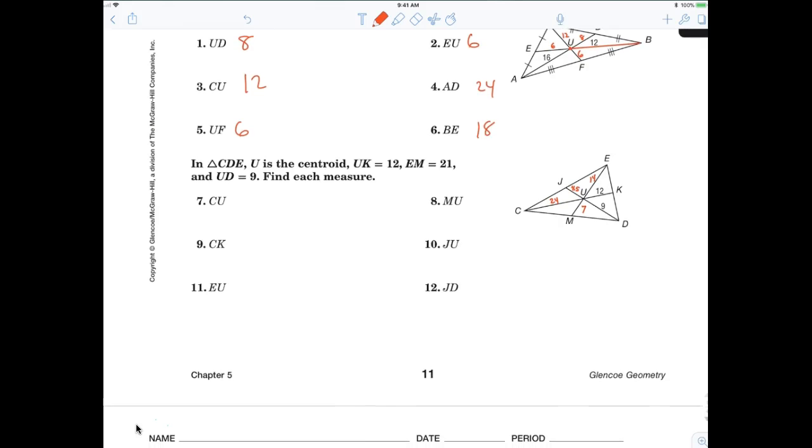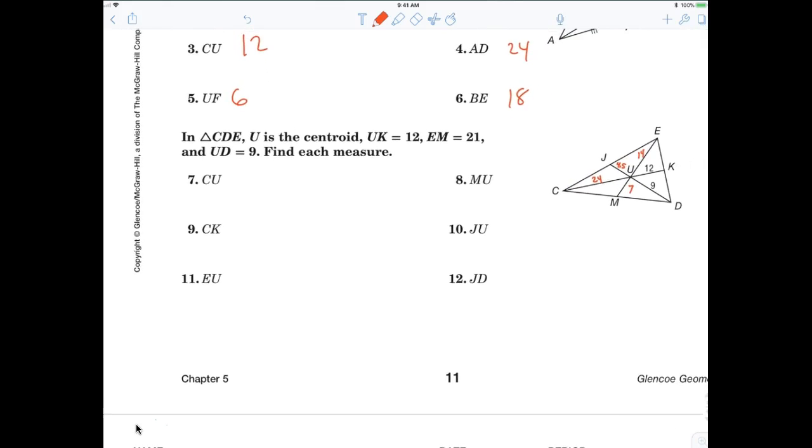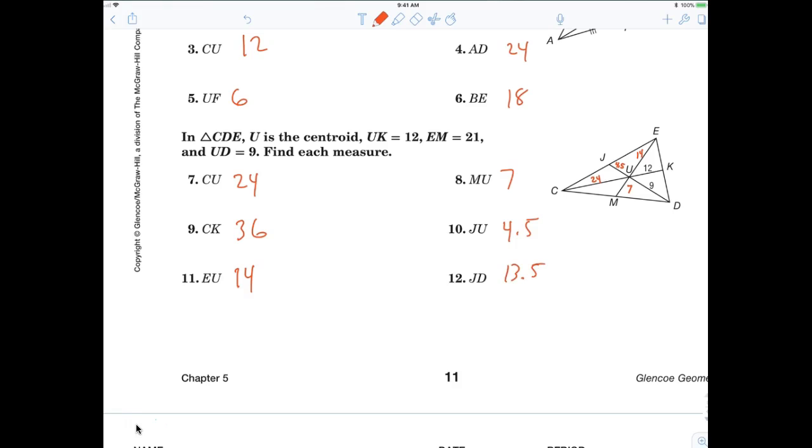Now let's fill it in. So we say CU is what? 24. MU is 7. CK is 36. EU is 14. And JD? 13.5. All right. That was everything you need to know about the centroid.